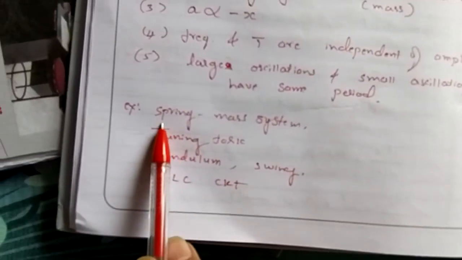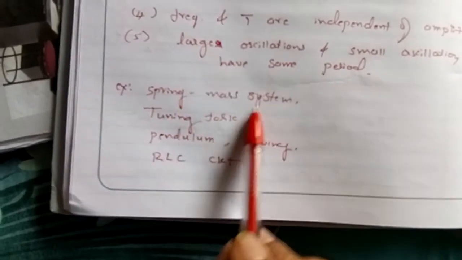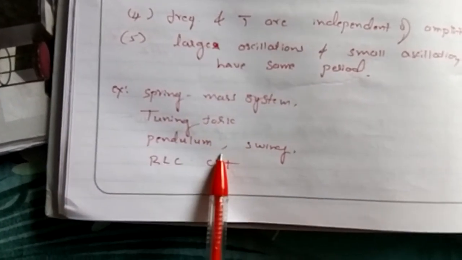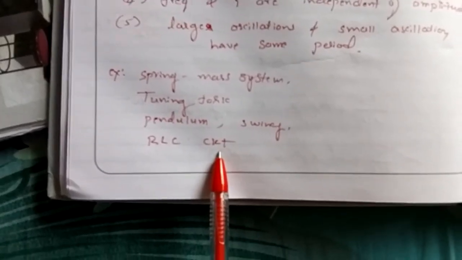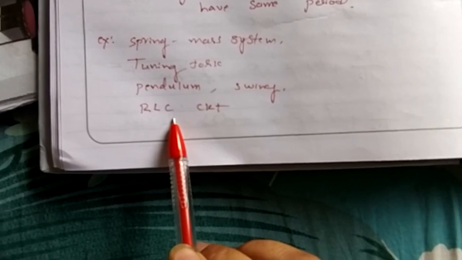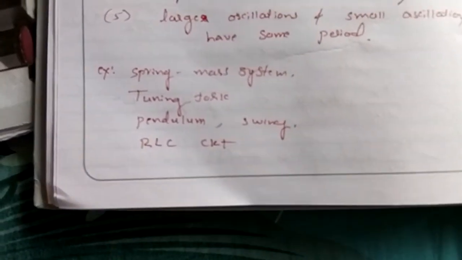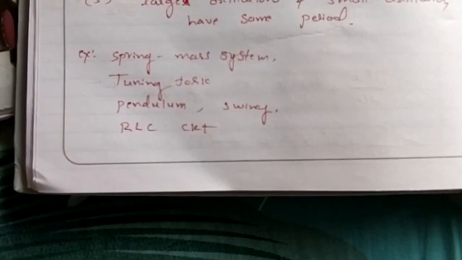Now, what are the examples of simple harmonic motion? The spring mass system, tuning fork, pendulum, a normal swing. In an electrical RLC circuit, consisting of resistance, inductor and capacitor, with series and parallel resonance, simple harmonic motion also occurs. There is an exchange between the electric field and magnetic field between the capacitor and the inductor. Okay, these are about simple harmonic motion. So prepare for this, it will carry 8 marks.